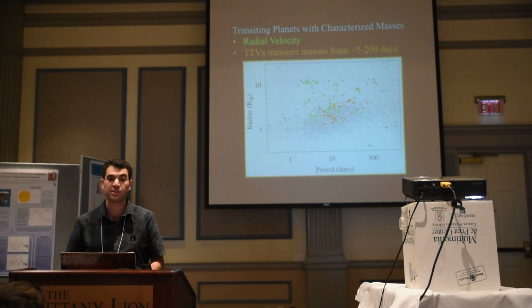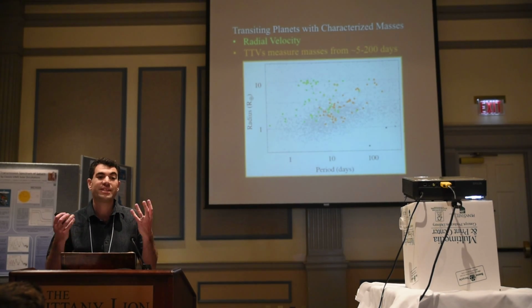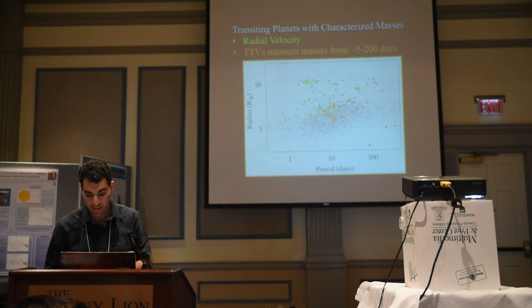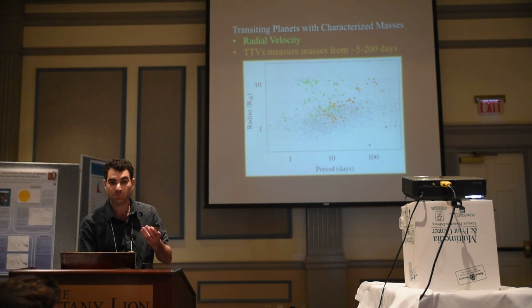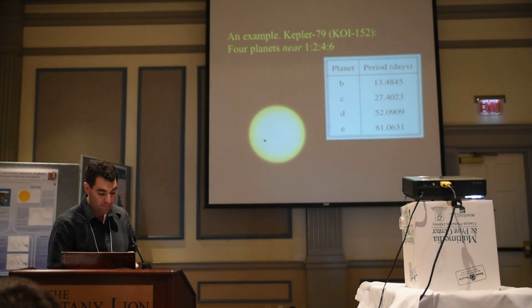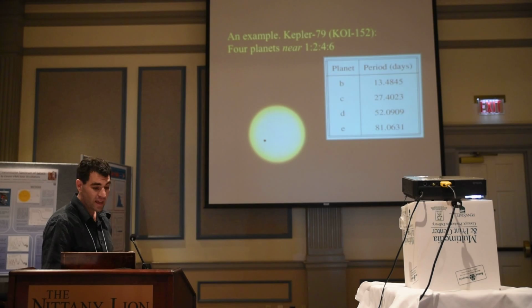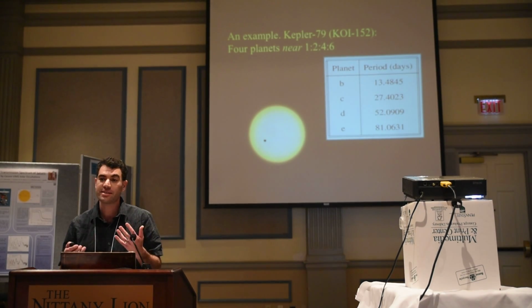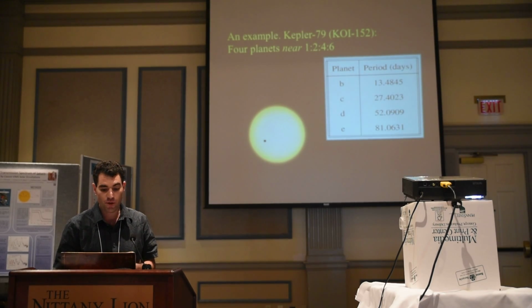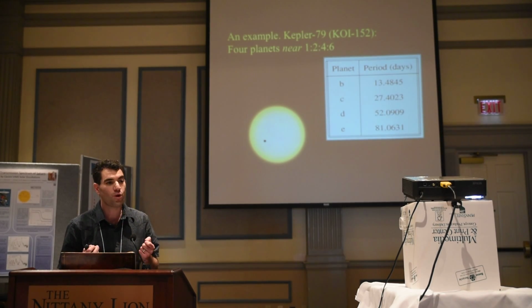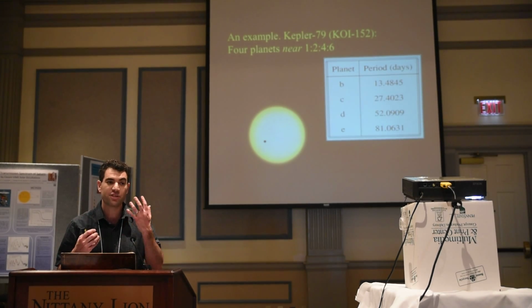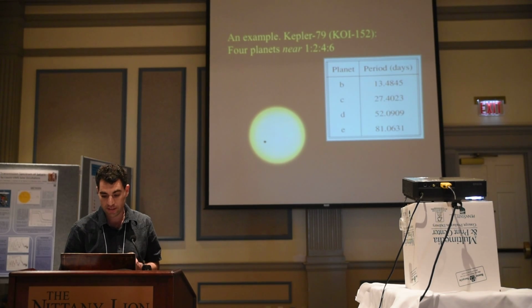with transit timing variations. So transit timing variations, we're detecting the perturbations between planets that can cause their orbital periods to change very slightly. And because we can measure the transit times to high precision. So let me give an example. This is Kepler 79. There are 4 planets near a 1, 2, 4, 6 resonance chain. They're not in resonance, they're near resonance. And so their perturbations are coherent for tens to maybe 100 orbits, and you get a TTV signal. You get changes in the orbital period that you can detect.